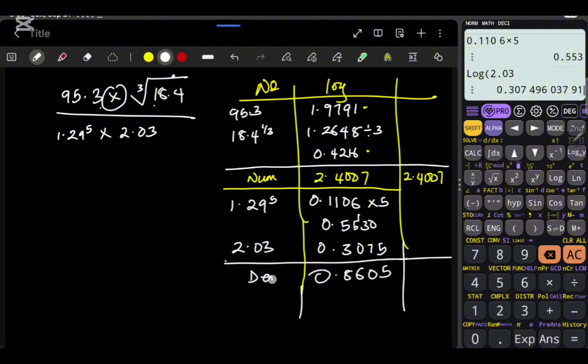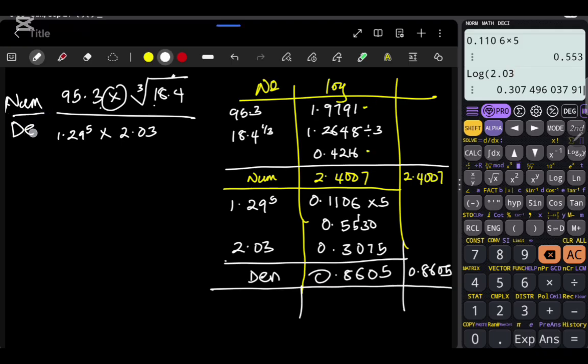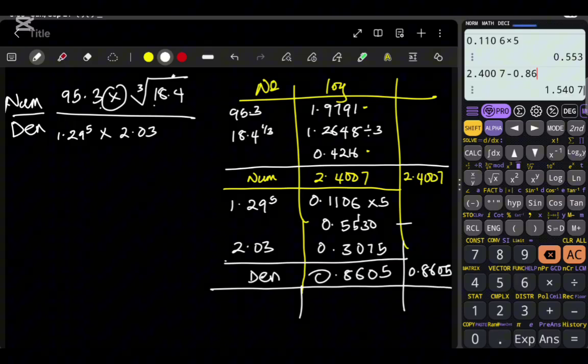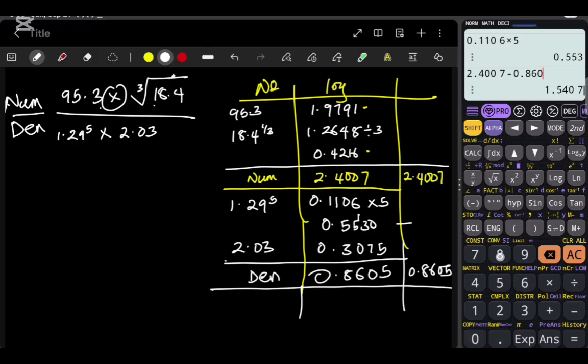So this is your denominator here, and we can just put it here. So we have the numerator over the denominator. What we're going to do here is subtract. So 2.4007 minus 0.8605.